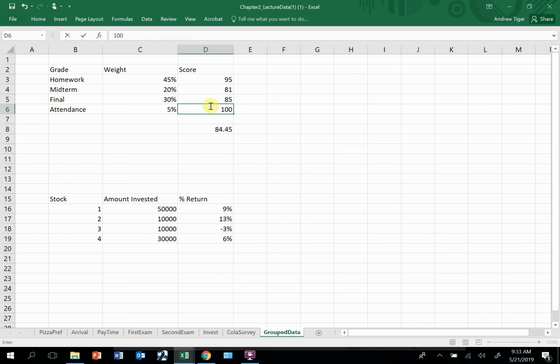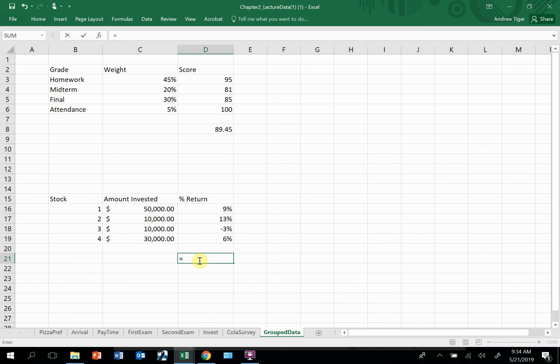So we can do the same thing for, this is an example out of the book. I think it's on page 131. What we have is the amount of dollars invested, and this is what the return is. So I invested in this stock, and I made 9%, which is great. This stock I invested 10,000 and made 13%, which is awesome. This stock, not so good, I lost 3%. So what is my total return?